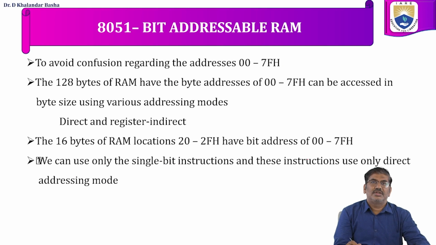So to avoid confusion regarding the addresses from 00 to 07H, the 128 bytes of RAM are byte addressable from 00 to 7FH, and can be accessed in byte size using various addressing modes like direct and register indirect addressing modes. Whereas the 16 bytes of RAM location, that is from 20H to 2FH, are bit addressable from 00 to 7FH. So we can use only the single bit instructions, and these instructions use only direct addressing mode.